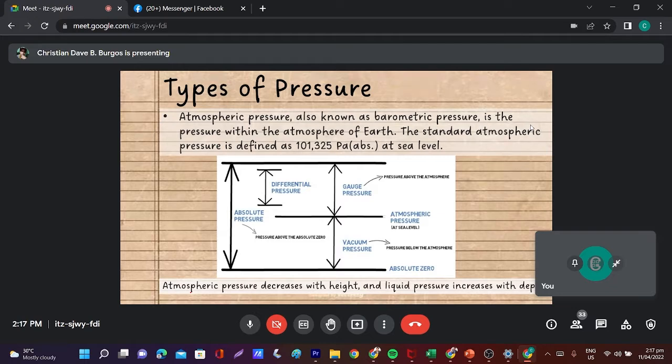How about liquid pressure increasing with depth? Imagine you are a diver. You submerge into the water. As you go deeper, you feel more of the weight of the water. Going back to the definition of pressure as force over area, the force experienced by the area increases, so the pressure also increases.